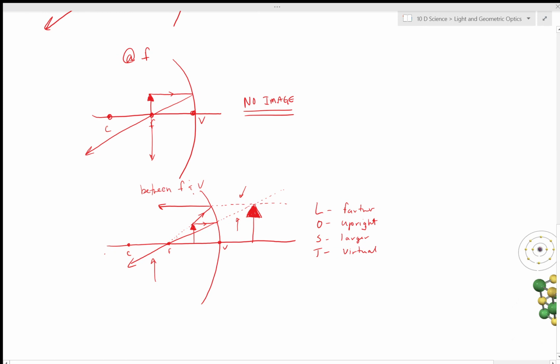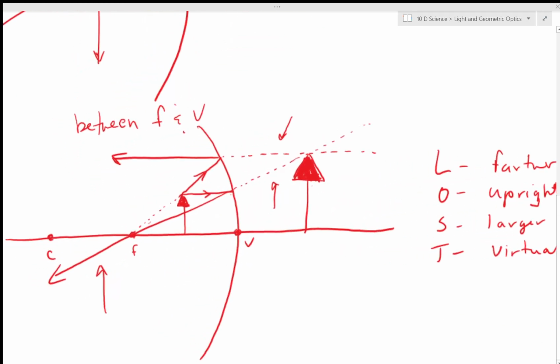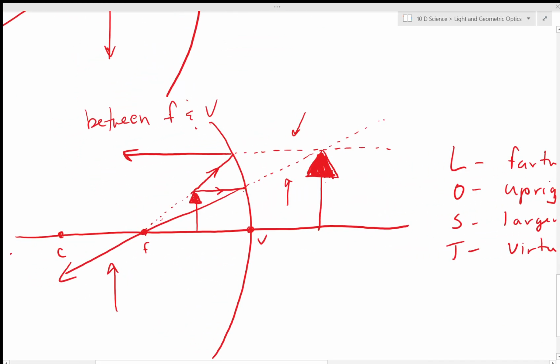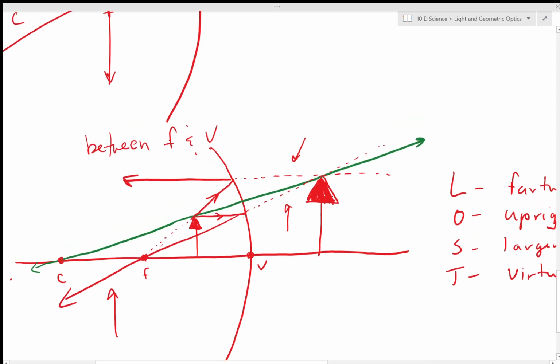The way to check is to take your ruler or your protractor, take the straight edge, and connect the center of curvature to the tip of the object. And what should happen is, if you've done this correctly, there should be a line you can draw that goes from the center of curvature to the tip of the object to the tip of the image in each one of them. So there's my first one.